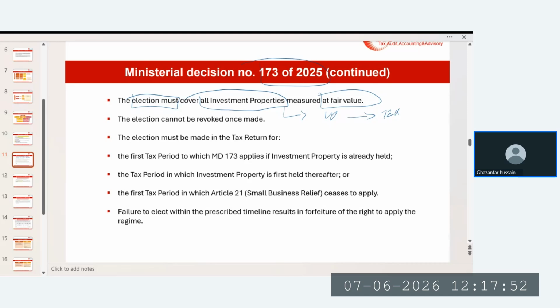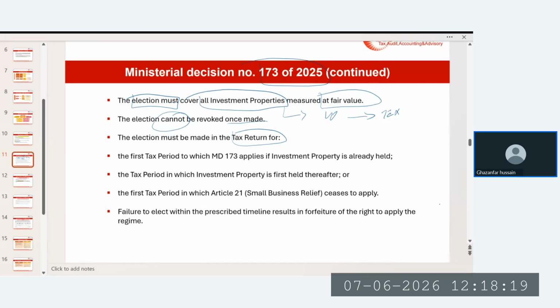If we opt for that, the election cannot be revoked. Even if you made this election, you cannot go back. You have to continue in the same way. The election must be made in the tax return. That we also understand and learned before in the previous session, particularly which election we are talking about.